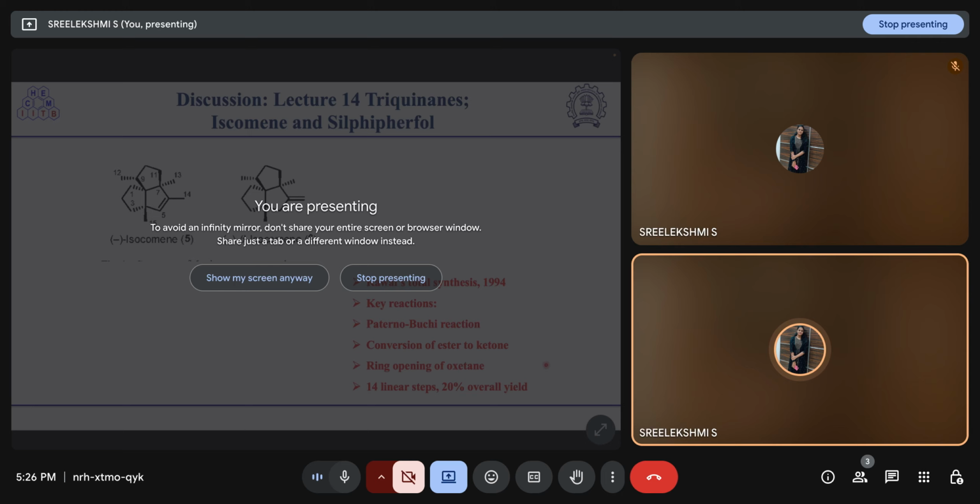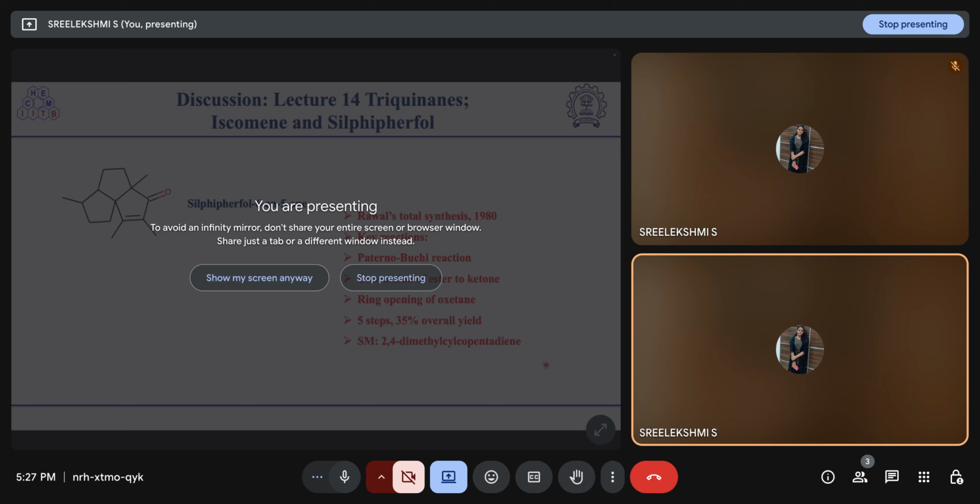And the total synthesis of sulfurein, which is another angular triquinane, was completed by Ravel's group in 1980. The key reactions are the same as we told earlier: Paterno-Buchi reaction, conversion of ester to ketone, and ring opening of oxetane, and the starting material they used was 2,4-dimethyl cyclopentadiene. This was achieved in 5 steps with 35 percent overall yield.